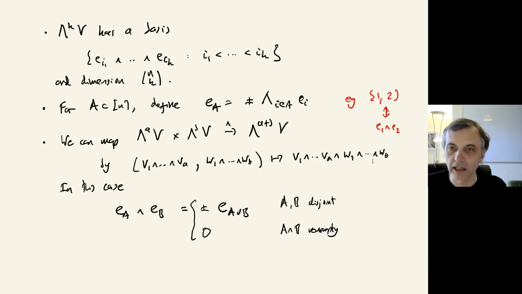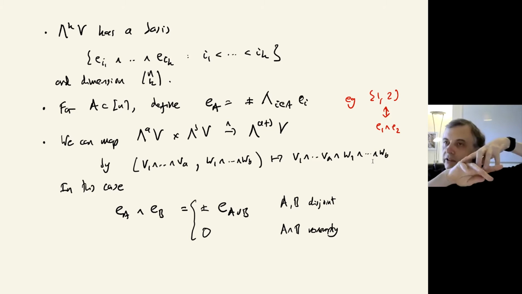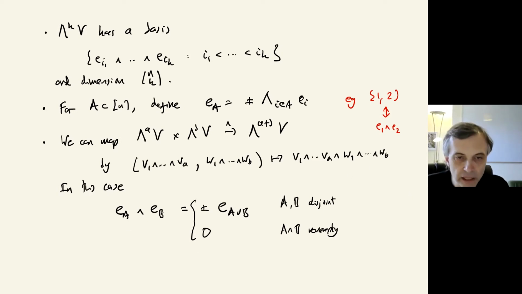If you're taking E_A and E_B, so if you have sets A, B, and you think about the corresponding E_A and E_B and wedge them together, you're going to get plus or minus E_(A union B) because you're sorting A and B. Formally, if you write A in increasing order and B in increasing order, then the sign is the sign of the permutation that sorts the concatenation into increasing order. But that's a technicality we don't have to worry about if we just write a plus or minus, which makes it simpler.